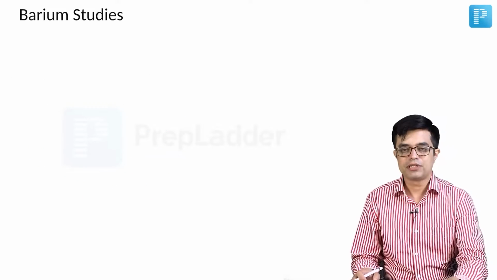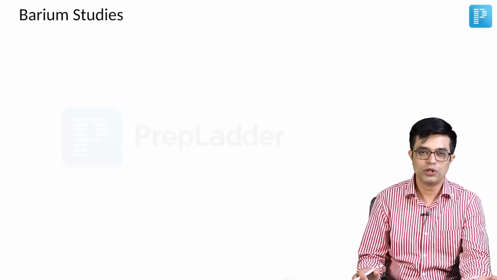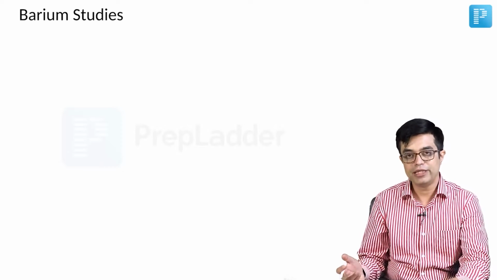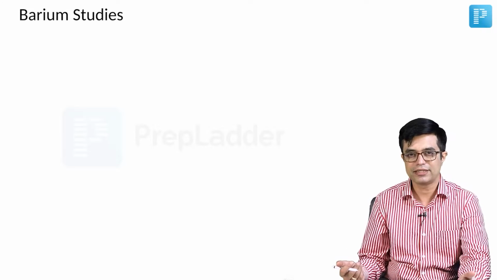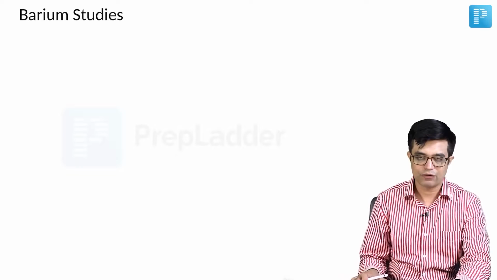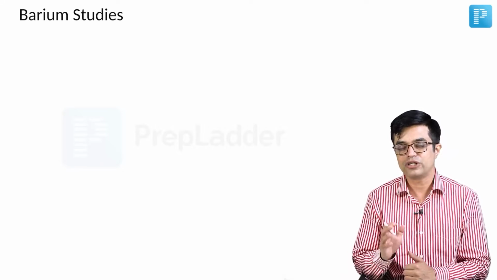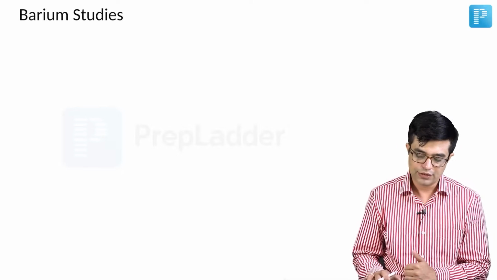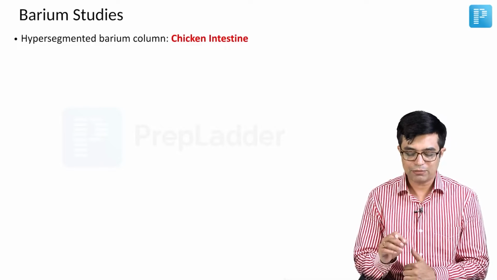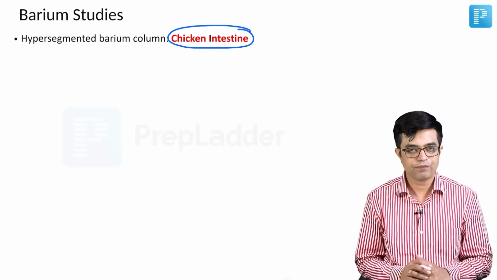Then we will do barium studies. Barium studies can be done in the form of barium meal follow through, which is useful for small intestinal lesions, and barium enema, which is useful for the large intestinal lesions and the ileocecal region. So what are the findings that you will find in barium studies? There are a lot of signs mentioned in textbooks, and all of them are potential MCQs for your entrance exam. First of all, when you do barium meal, you can find a hypersegmented barium column. It is also called chicken intestine, right?